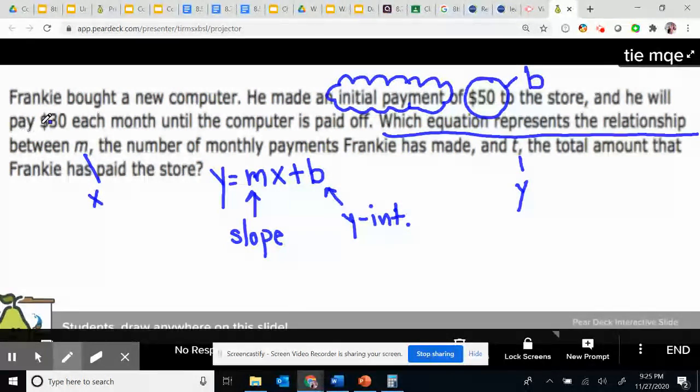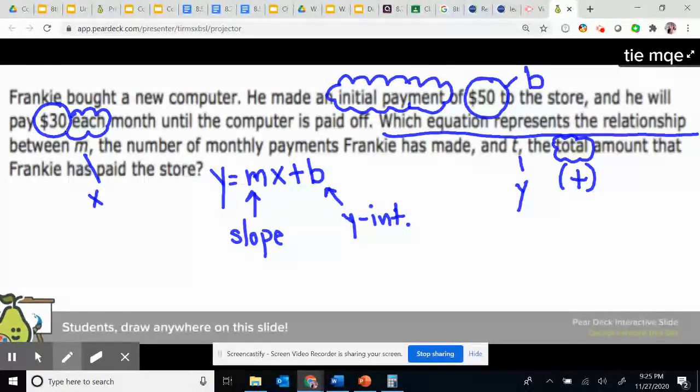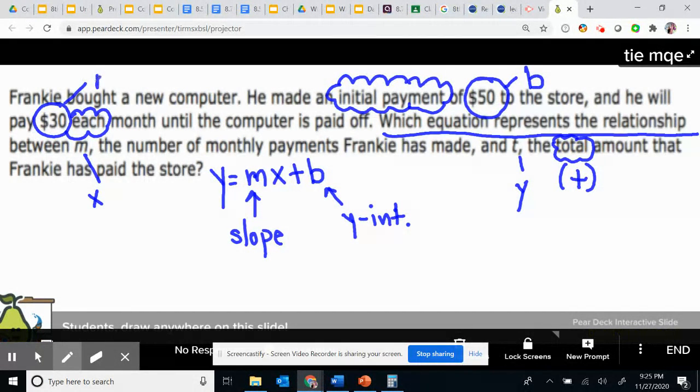And he will pay $30 each month until the computer is paid off. All right, remember we're looking for the total amount. Total is a keyword for addition. All right, so we know that we have a positive y-intercept. $30, we know that is our slope because of the keyword each here. Each, every, and per are all keywords that help us identify the slope because that is what we multiply times our independent variable to find that y value. All right, so we'll label that 30 with the letter M.